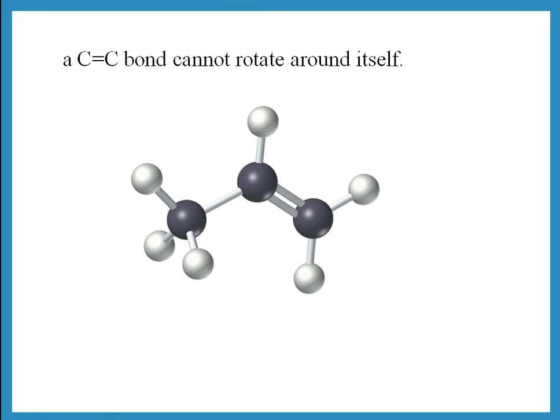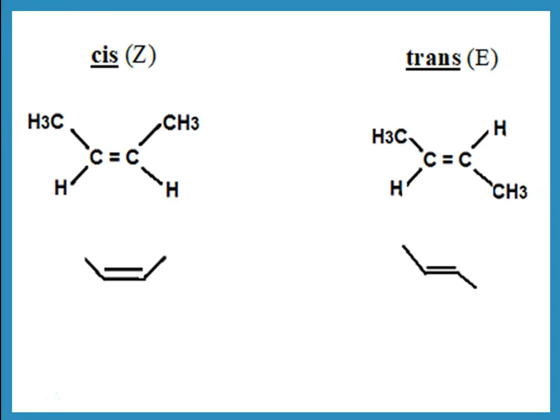If they have a double bond, they cannot rotate around themselves, so they are fixed in a certain configuration. So that means they are different isomers. So for example, this is butene, butene has 4 carbons. This is but-2-ene, the double bond is after the second carbon. Now, if I have both methyl groups on the same side of the double bond, this is what we call a cis isomer or a Z isomer.